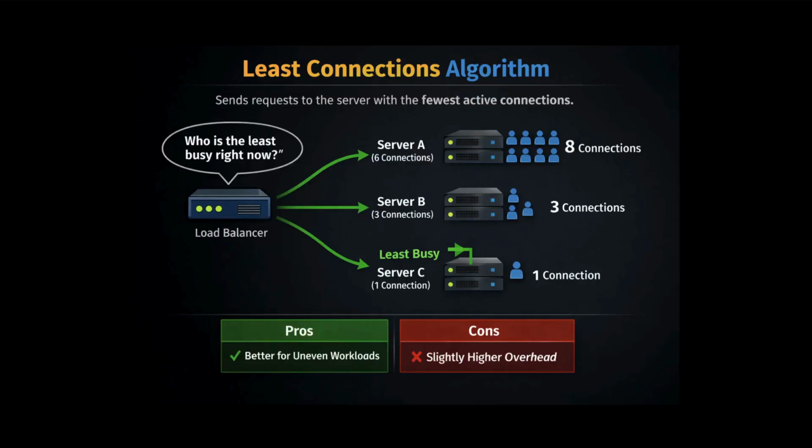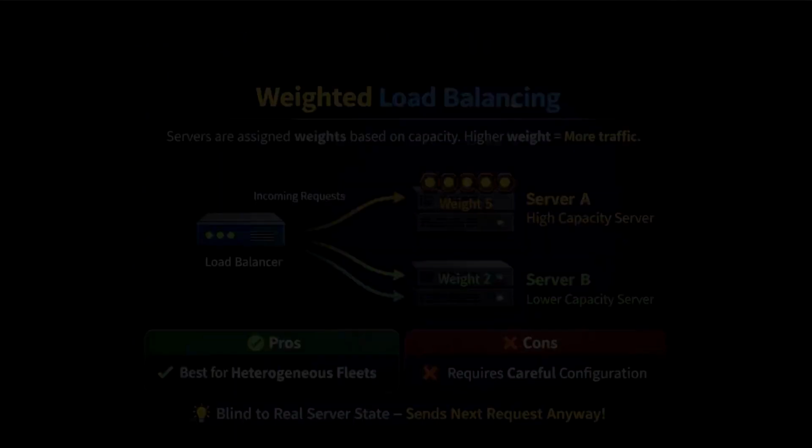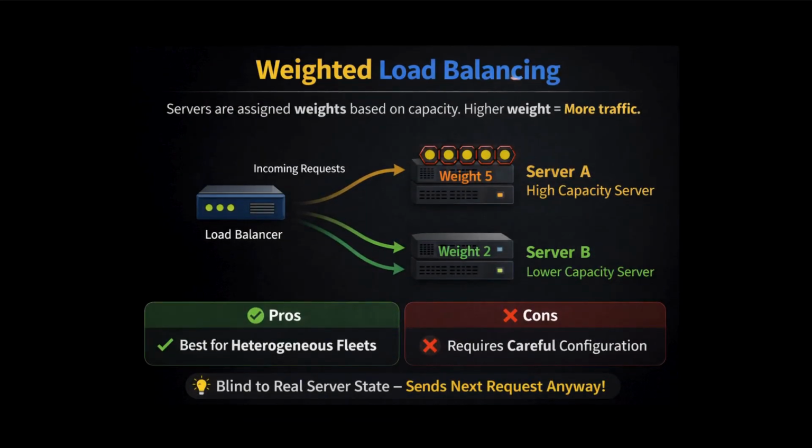But what if your servers aren't identical? What if one of your servers is a beast with 64 GB of RAM while another is a smaller, older machine? For that, we use weighted load balancing. In weighted load balancing, we assign a specific weight to each server based on its hardware capability. For example, let's say server A is a powerhouse, so we give it a weight of 5. Server B is a bit smaller, so we give it a weight of 2.